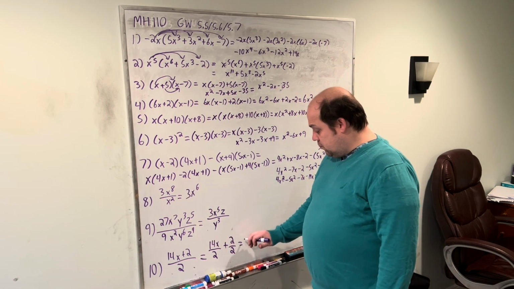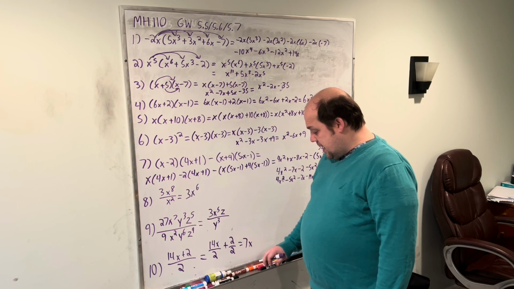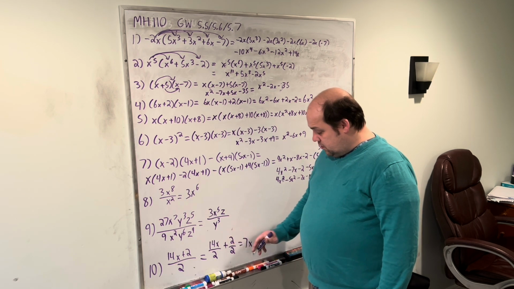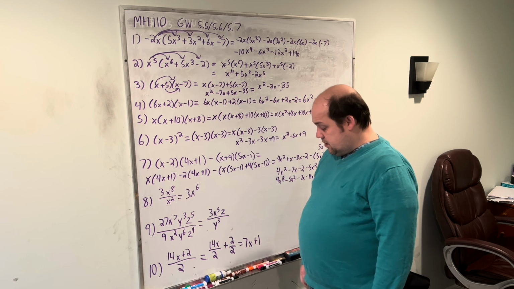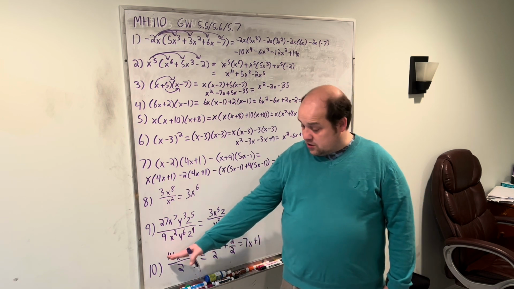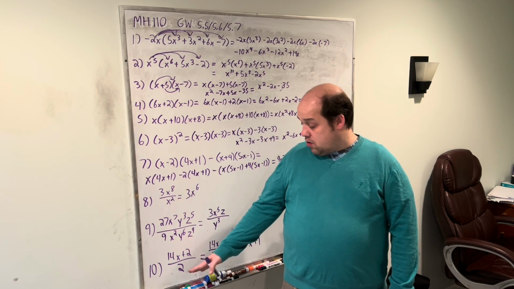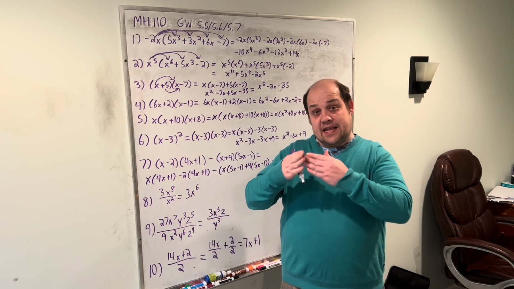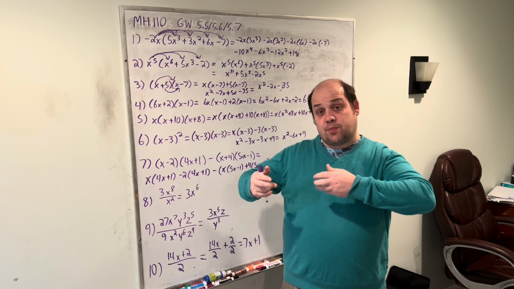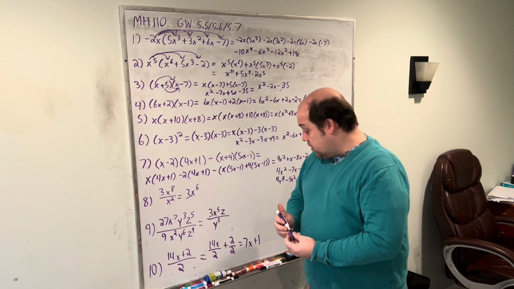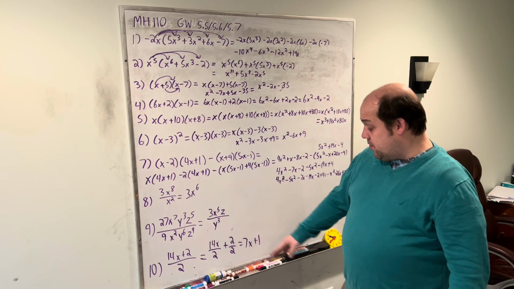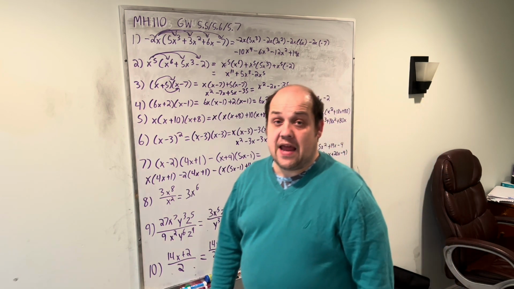14 divided by 2 leaves me with 7x plus 2 divided by 2 is 1. So again, if I've got 2 things being added in the numerator over a single denominator, I can split that numerator to have each part over the denominator and reduce it, where in this case my reduced final form was 7x plus 1.